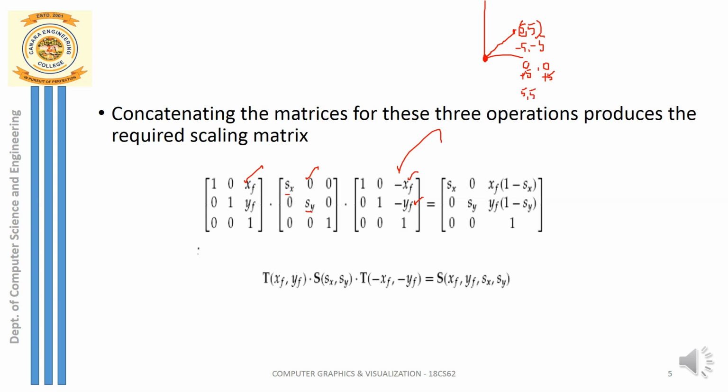So this is the resultant, and now you can see the product of that: sx, 0, xf into 1 minus sx, and again here yf into 1 minus sy, and this is the resultant matrix. You can write it in this way: reverse translation, scaling, and the forward translation, and in general the resultant is given by this.